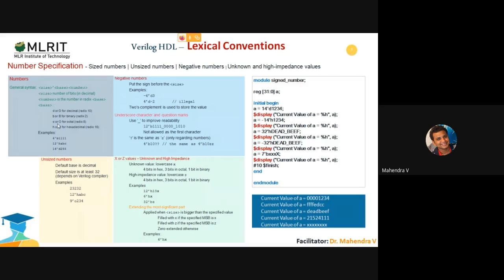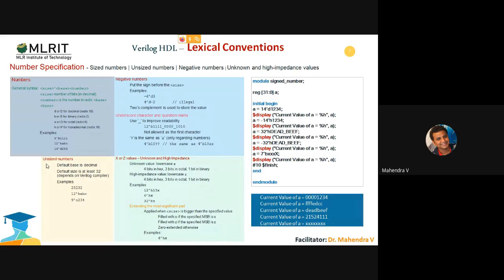Another thing we need to remember: whenever you are representing unsigned numbers, there is no need to put a sign here. Whatever you write will be considered. Without the 4'b, if you write four 1s, Verilog HDL understands that as decimal. If you don't specify the base of the data, by default it is taken as decimal. But most Verilog constructs will not accept decimal as it is; they accept only binary. That's why the base needs to be represented clearly.